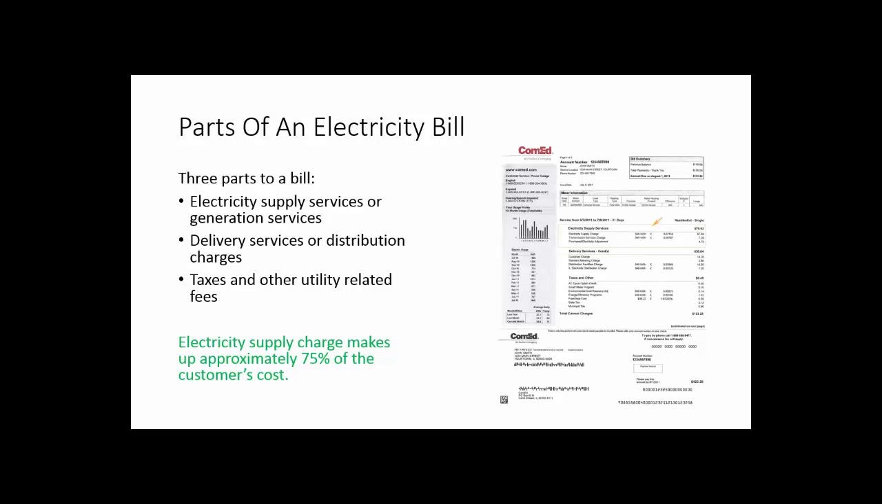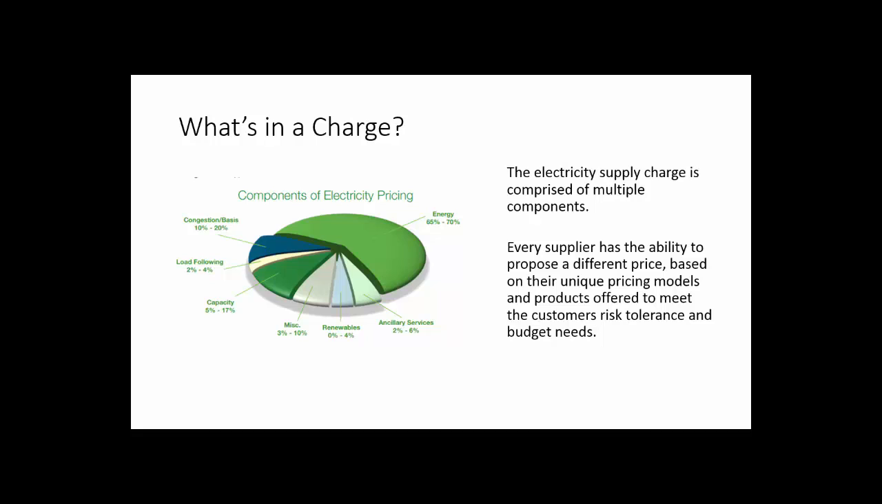An electricity bill is comprised of 3 parts: electricity supply, delivery fees, and taxes. As a broker, you will only focus on the electricity supply section. This section makes up about 75% of the customer's electricity costs. An electricity supply charge is mainly comprised of the following components: energy, congestion, load following, capacity, miscellaneous, renewable, and ancillary services. Suppliers use these data points to generate their daily pricing models, which we will go over shortly.